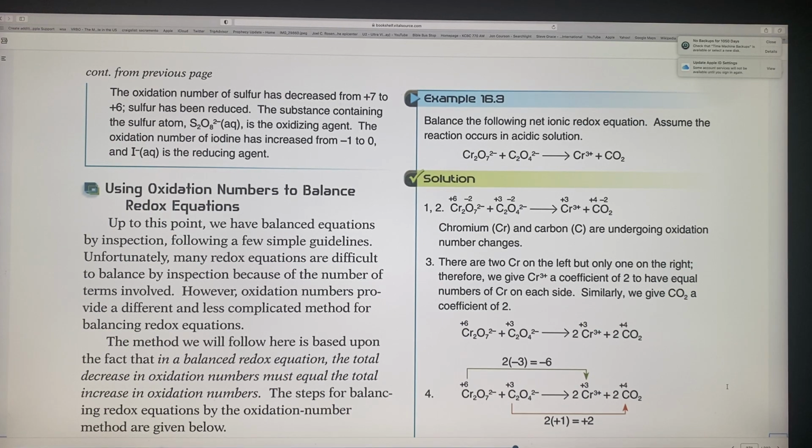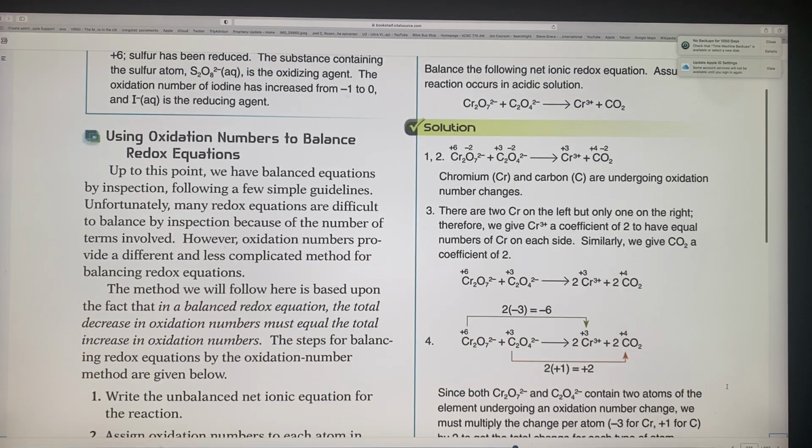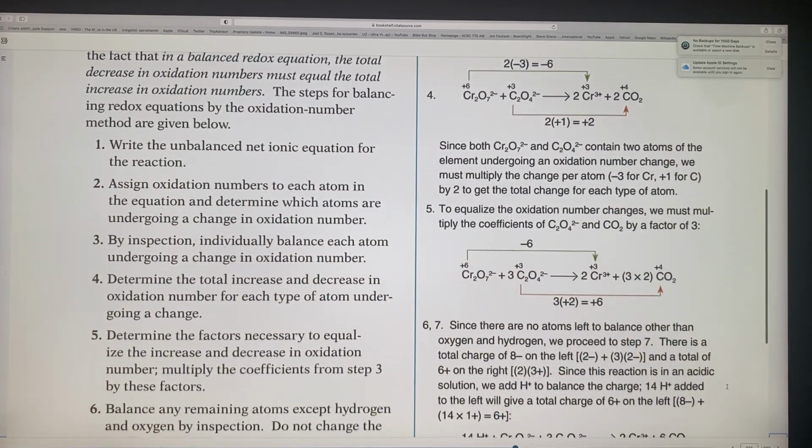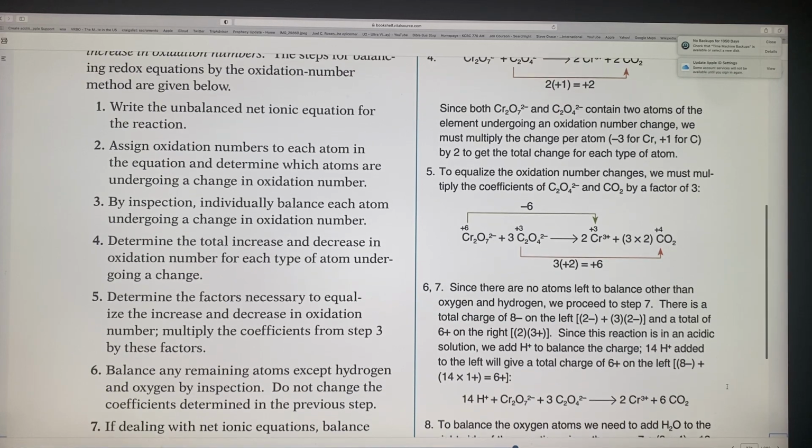The method we follow here is based upon the fact that in a balanced redox equation, the total decrease in oxidation number must equal the total increase in oxidation number. They have to be equalized out. The steps for balancing a redox equation by the oxidation number method are given. So how they're going to balance, they're going to say, okay, now we can balance by this oxidation number, balance both sides, and we can figure out where to put our coefficients and what we need to do to balance our equations. So these are our rules here.